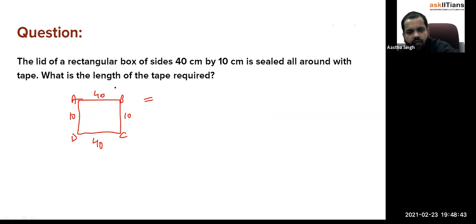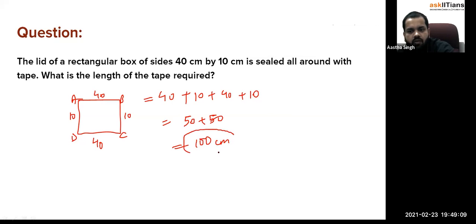You have taped all of A, B, C, D. From A to B, you have taped 40 centimeter. Then from B to C is 10 centimeter. Then from C to D is again 40 centimeter. Then from D to A is again 10 centimeter. So 40 plus 10 is 50, and 40 plus 10 is again 50. 50 plus 50 is equal to 100 centimeter of tape required to cover all the boundary of your rectangular box.